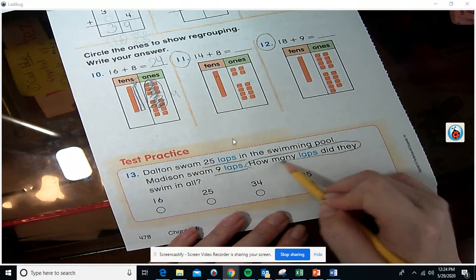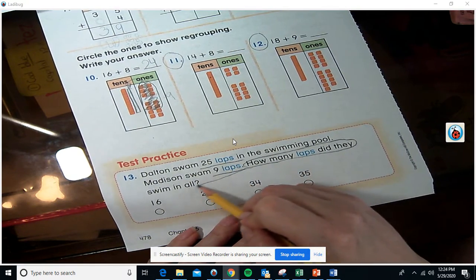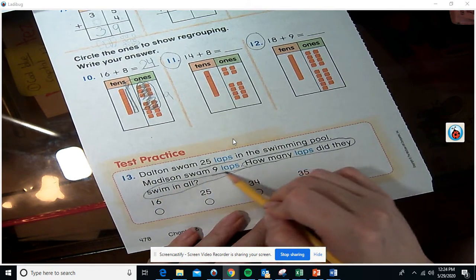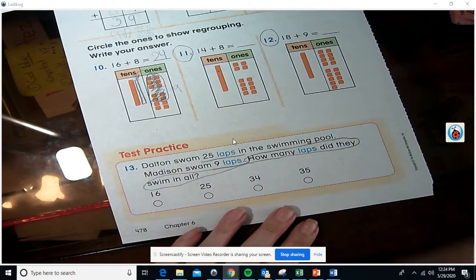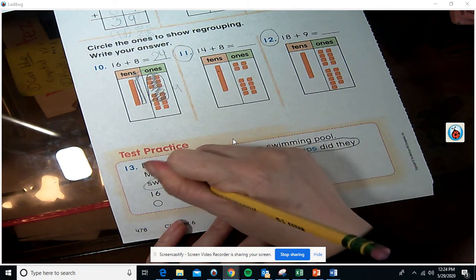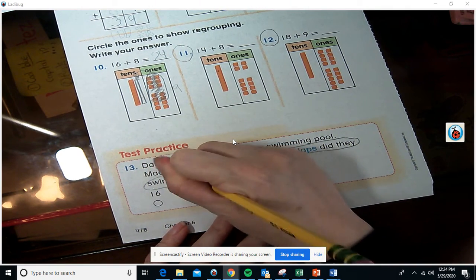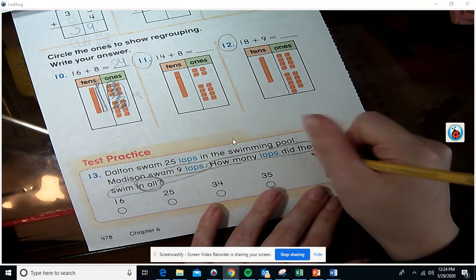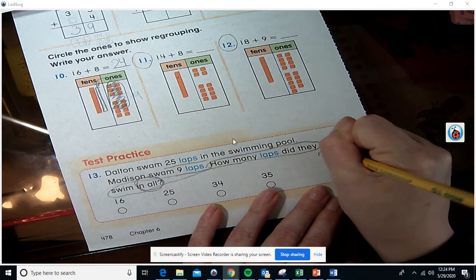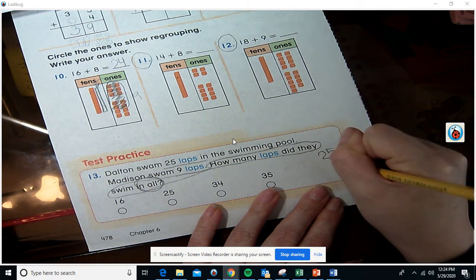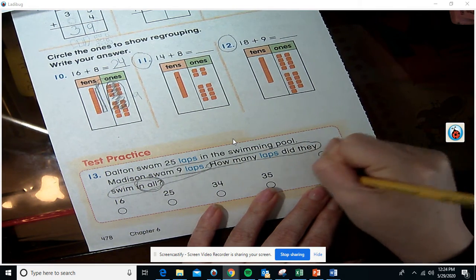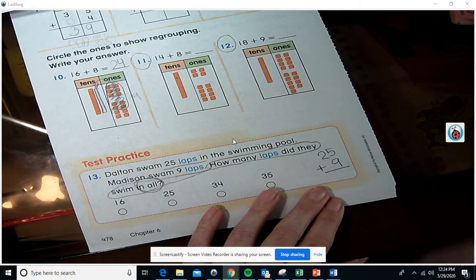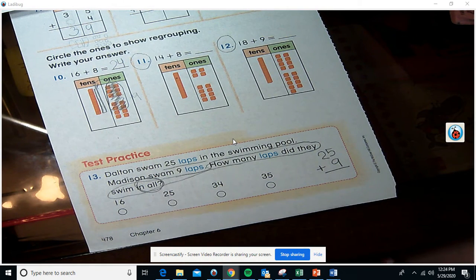So am I going to be adding or subtracting? And how do you know? The words in all give me a clue. They tell me that I'm going to be adding. So really it's going to look like this. 25 plus 9, right? What is the answer?